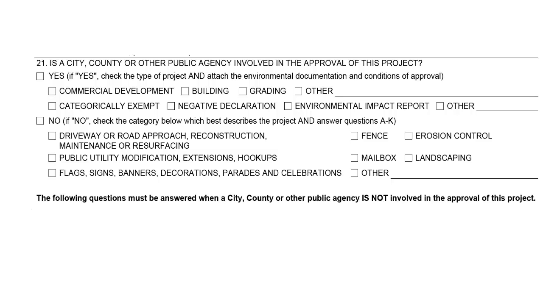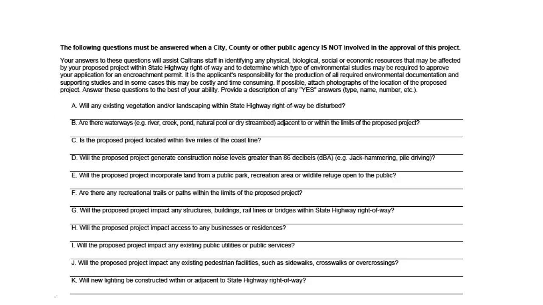If a local agency has led you through the environmental process, then check yes to question 21 and provide the environmental document as a supporting document in your standard encroachment permit application package. If a local agency has not been involved with your project, then check no for question 21 and answer questions A through K and questions 22 through 24.